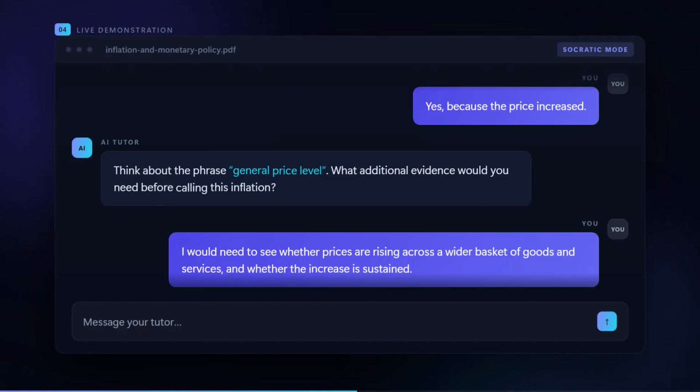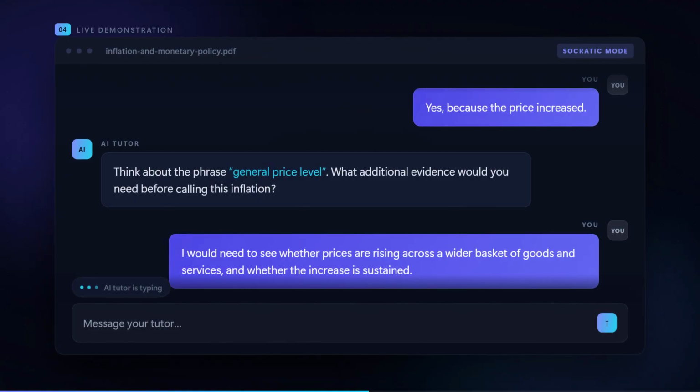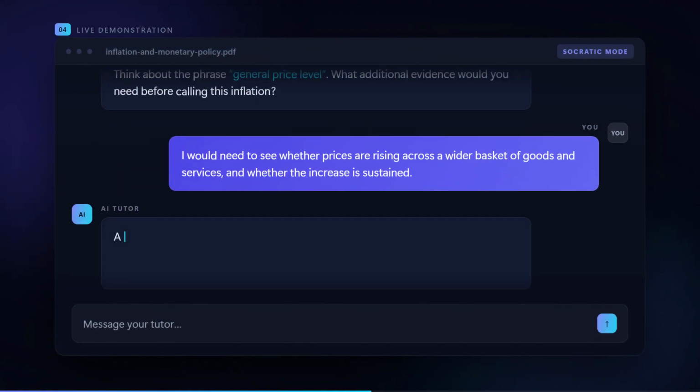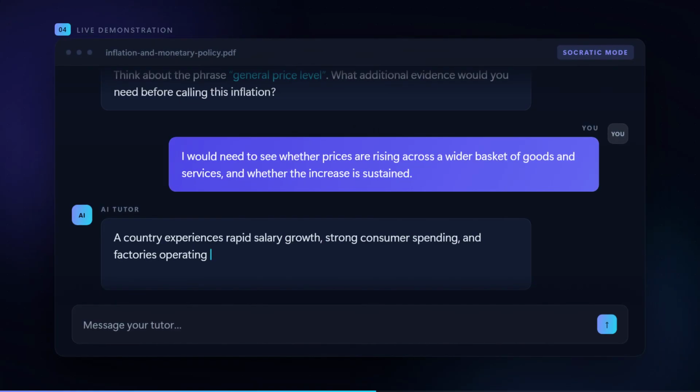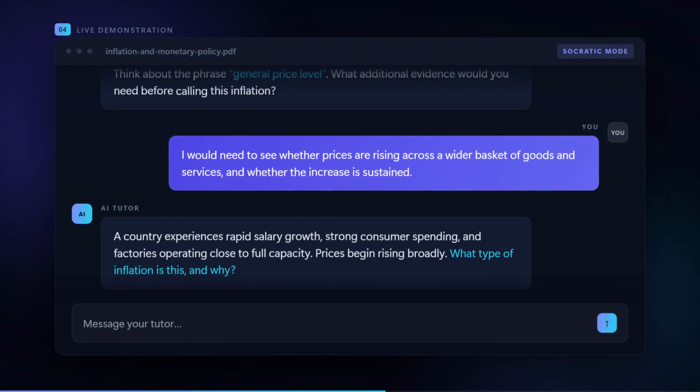This is already better than memorizing a definition. The AI has tested whether I can distinguish inflation from an isolated price shock. Next, the AI gives me a situation that is not copied from the PDF. A country experiences rapid salary growth, strong consumer spending, and factories operating close to full capacity. Prices begin rising broadly. What type of inflation is likely occurring and why?